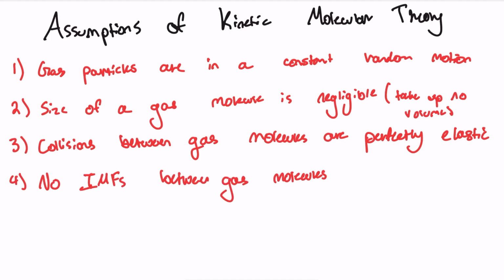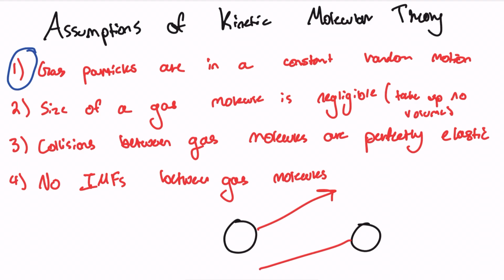The fourth assumption that we make is that there are no intermolecular forces between our gas molecules. This kind of adds to our first assumption that they are in constant random motion, because two gas molecules, if they were to slightly go past one another, there would be no intermolecular forces, no London dispersion forces, that would attract them towards one another. Those simply wouldn't exist. So that's what it means when we say that no intermolecular forces exist between gas molecules.